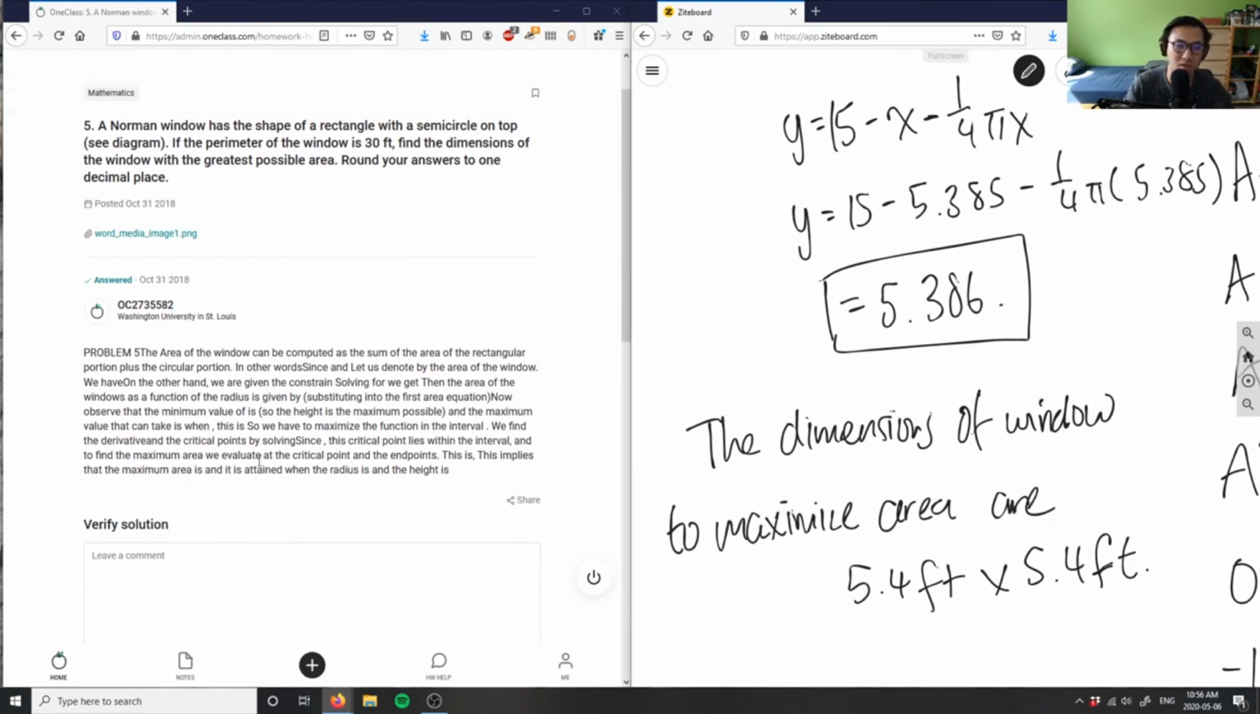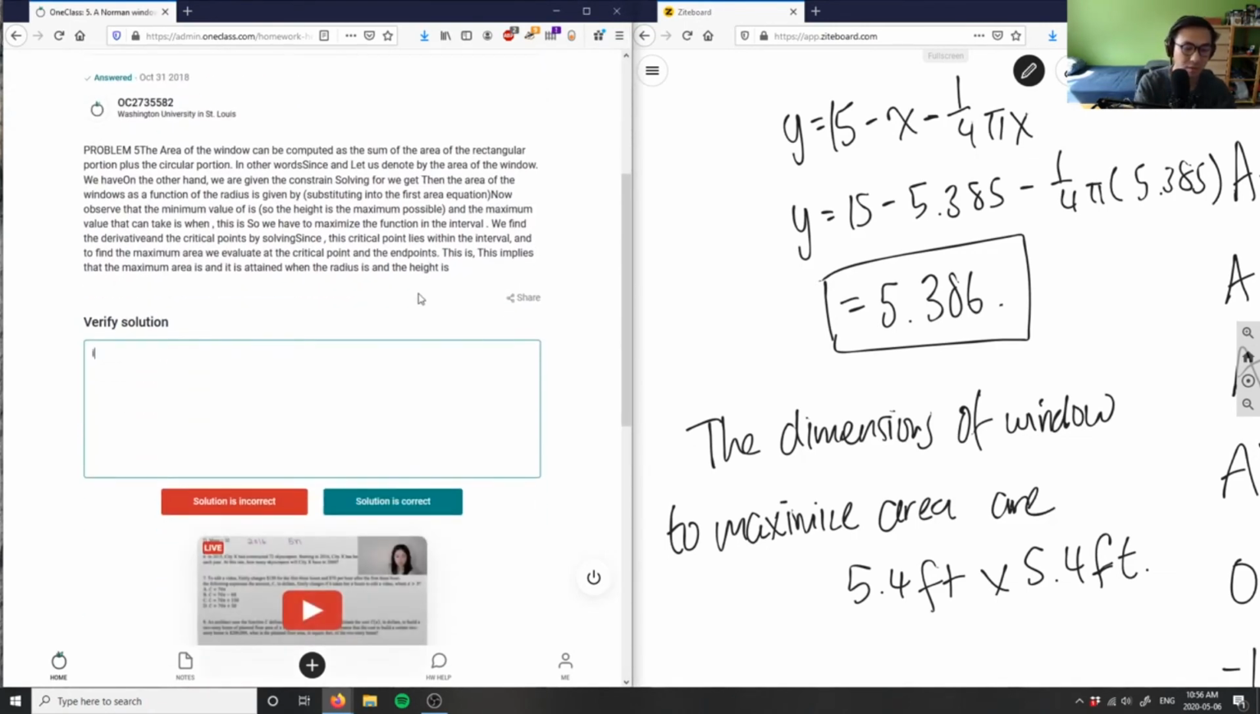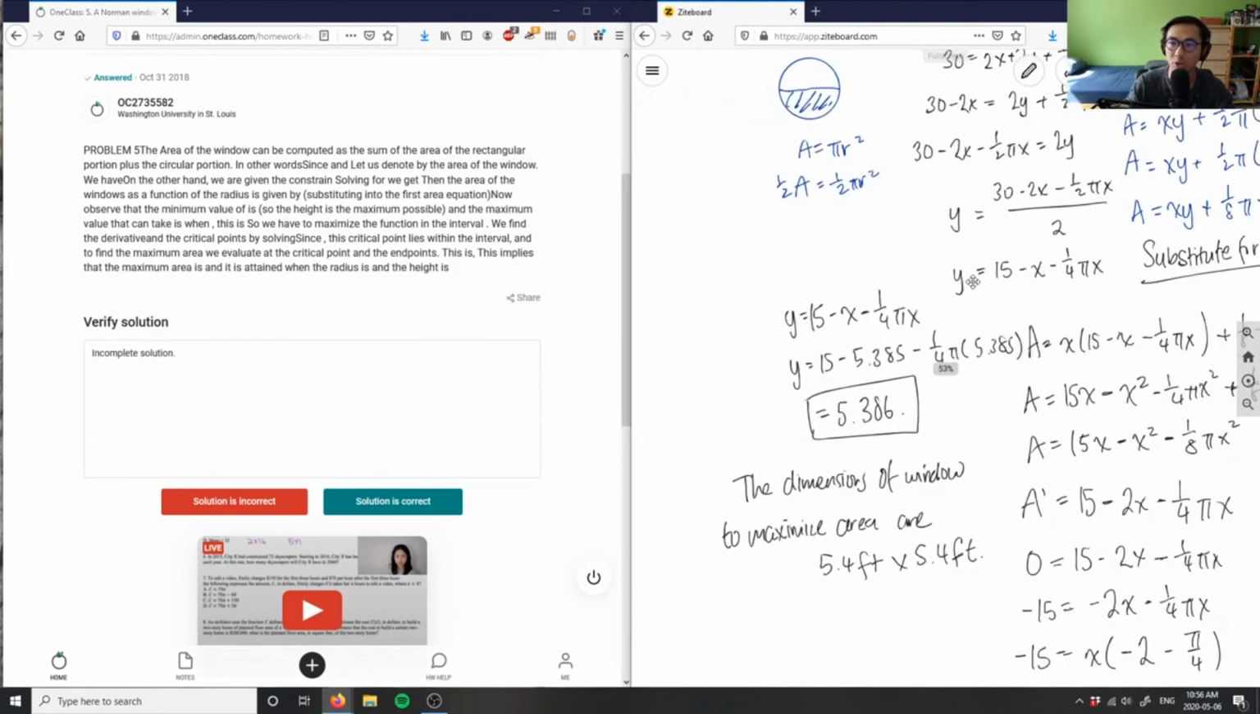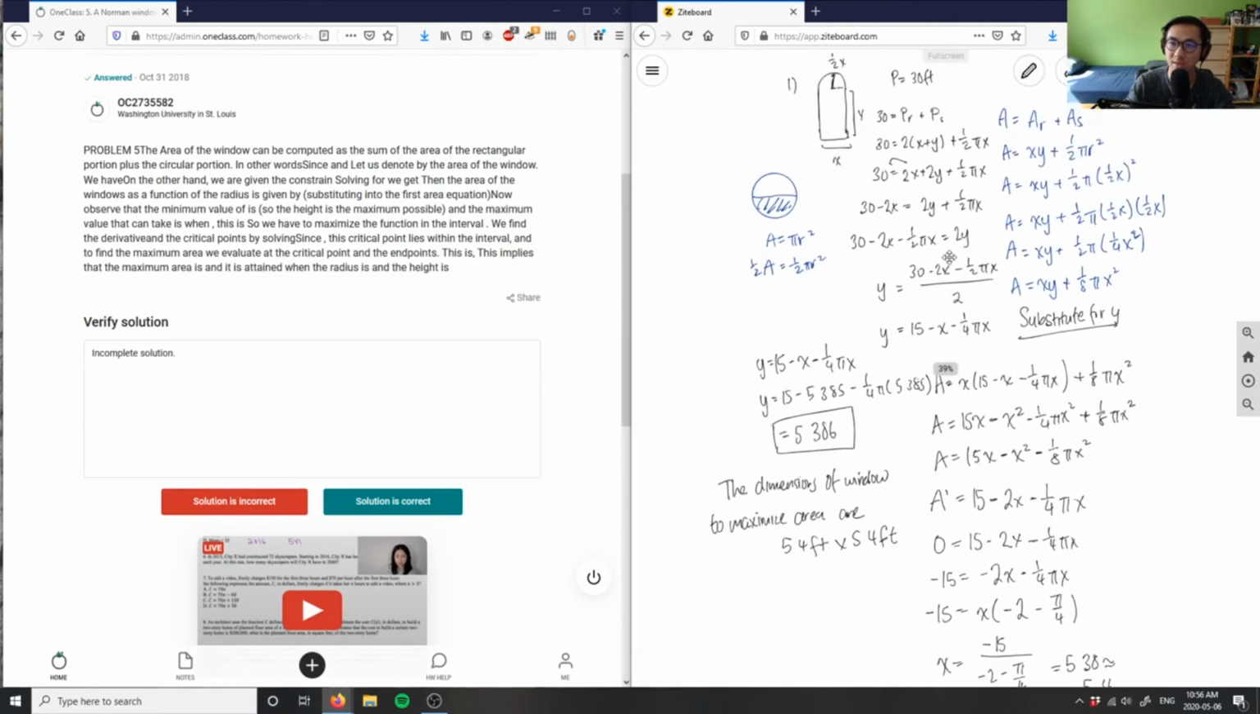And again, I think they have an incomplete solution here, so I'm going to write here: incomplete solution. I'm going to see if I can type this out. Maybe I can take a screenshot and upload it, but I don't think I can. So maybe I'll just type it. It looks very daunting, but it really isn't.